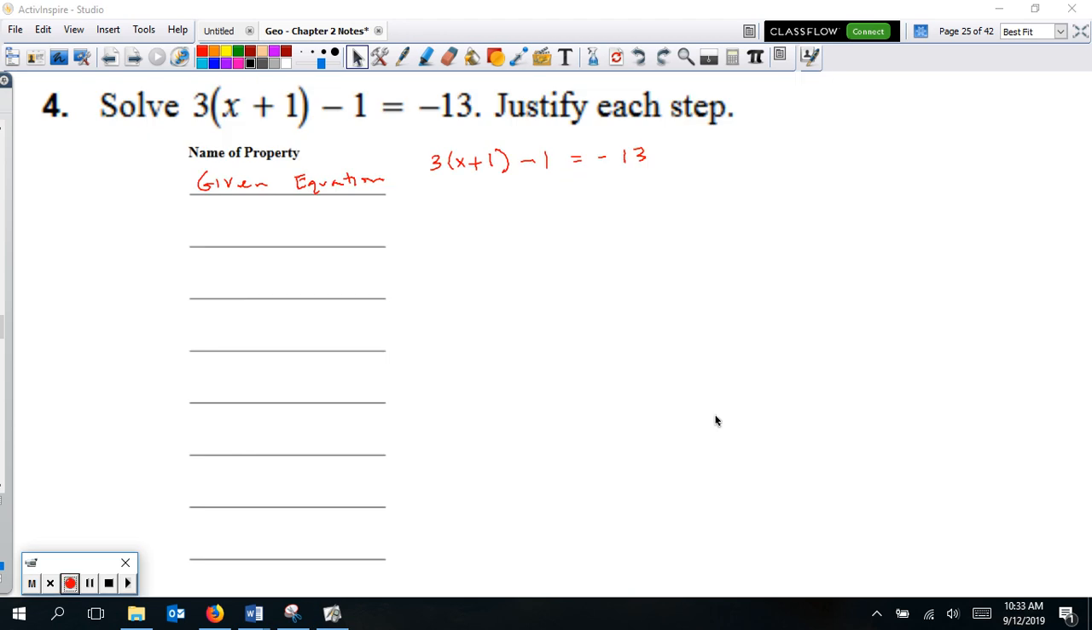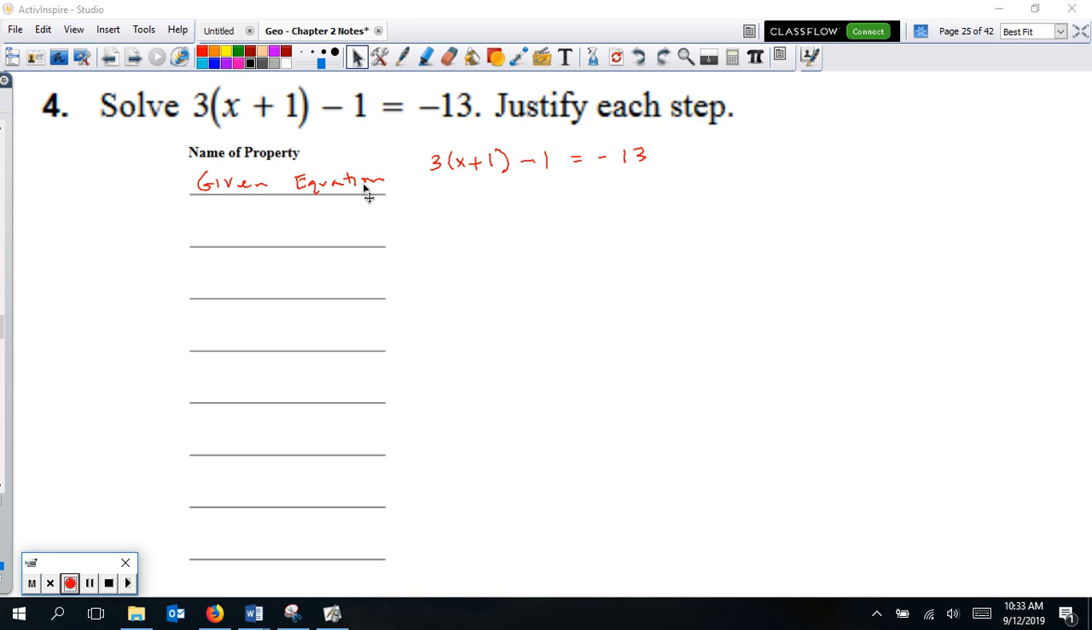Okay, so this is on page 50, number 4, but we're going to use these lines here to write our justification, our reason for each step we do. So here's the equation here from number 4. I just wrote it next to the top line. I wrote given equation for my reason for my first statement. The first statement is the equation, and so your first reason is always going to be given.